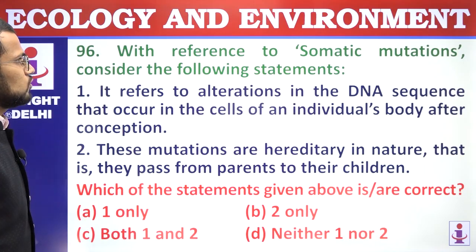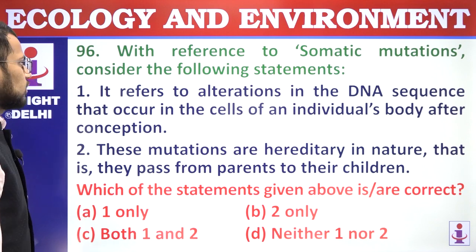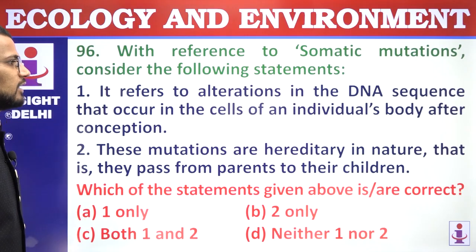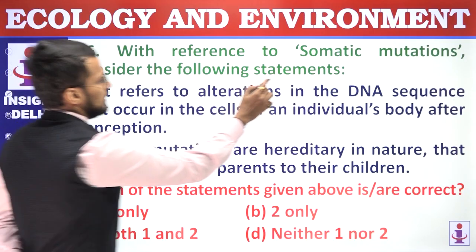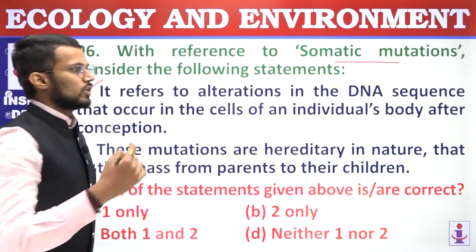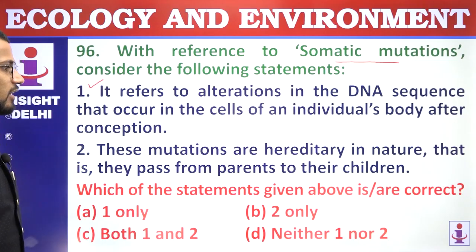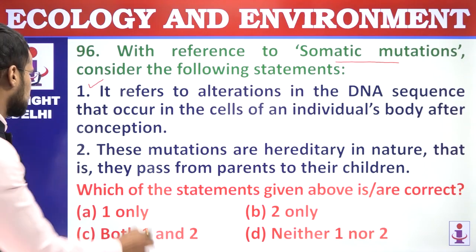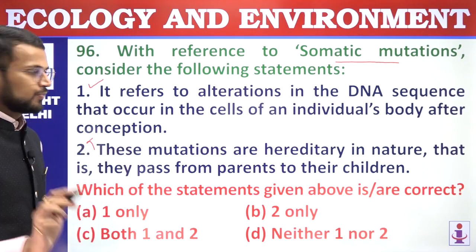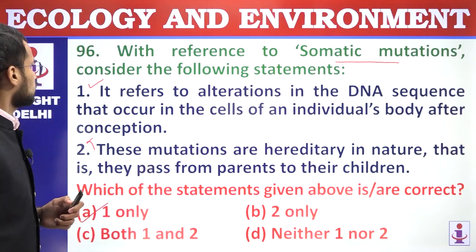96. With reference to somatic mutations, consider the following statements. First, it refers to alterations in the DNA sequence that occur in the cells of an individual's body after conception. Right? So as it is somatic mutation, it is the mutation that occurs after conception. Second, these mutations are hereditary in nature, that is they pass from parents to offsprings. Incorrect. They are not hereditary. Right? So only first is correct, and that's why answer is A, 1 only.